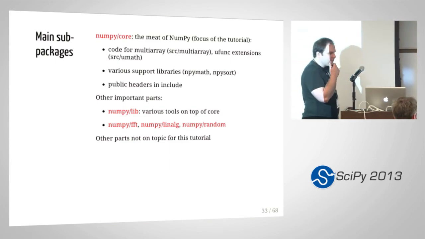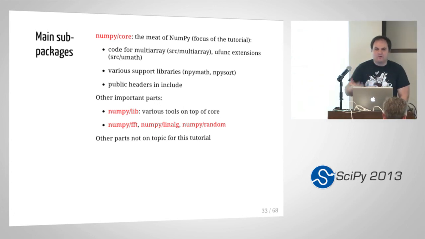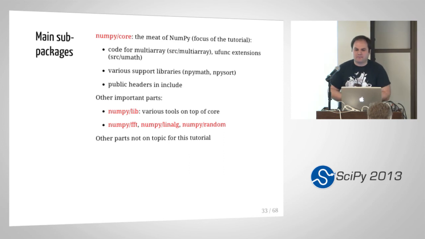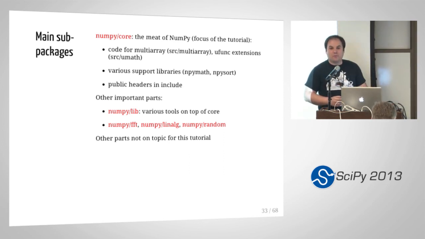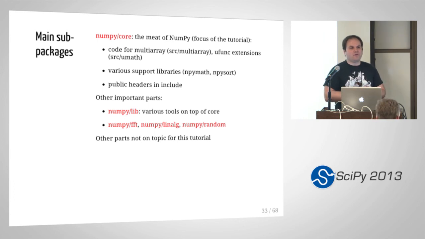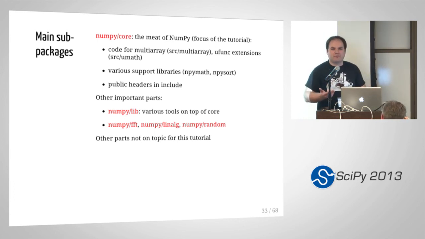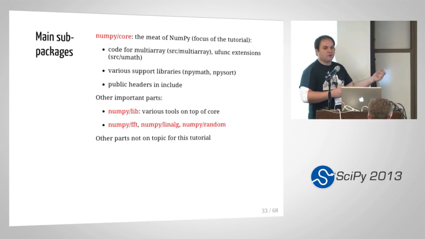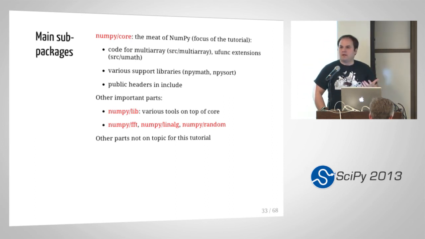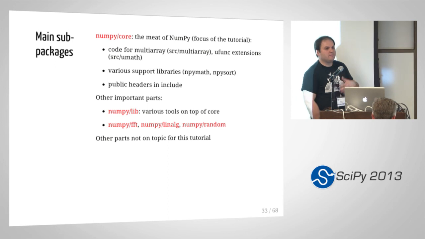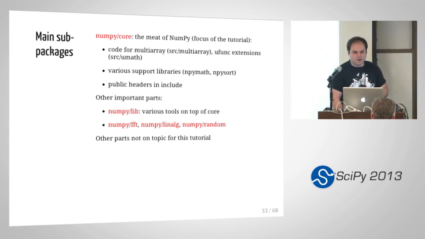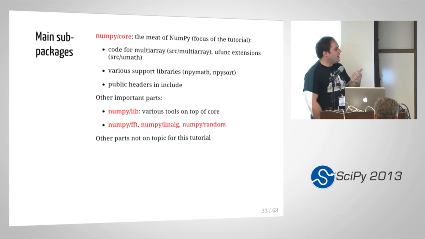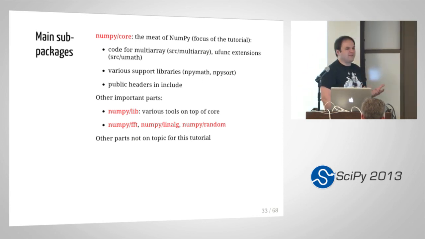So a bit about the NumPy source code organization. Once you have a checkout of NumPy, you have several subdirectories. You have numpy/core. That's where most of NumPy is happening. That's certainly where maybe 90% of the C code base is. So broadcasting, the array object, the dtype, the ufunc, that's all implemented in numpy/core. You have the code for the multiarray extension, which implements the array object. You have the ufunc extension, and you have a few support libraries as well.